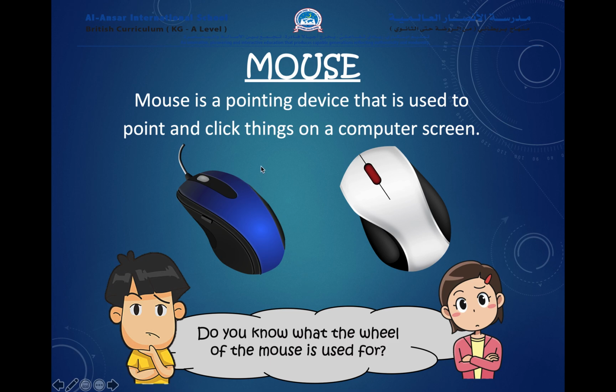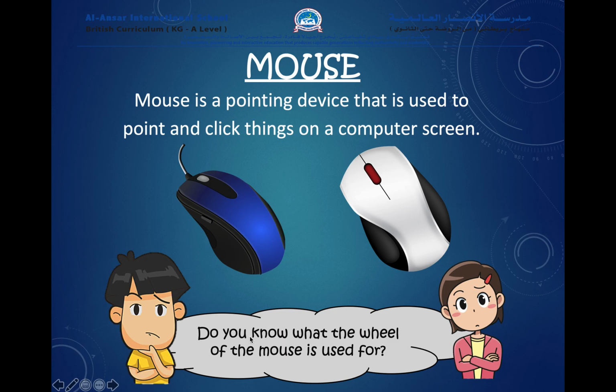Our next part of the computer is the mouse. And no, we are not talking about the mouse that runs outside. The mouse is a pointing device that is used to point and click things on a computer screen. Therefore, we move around using the mouse. Do you think laptops have a mouse? Of course they do. It is known as the trackpad.